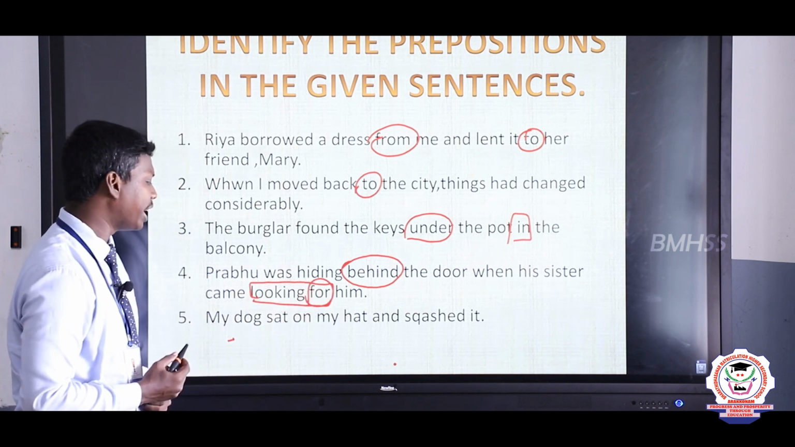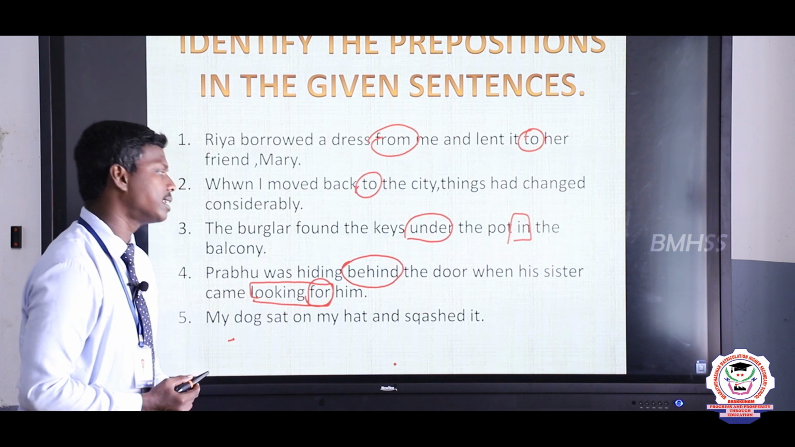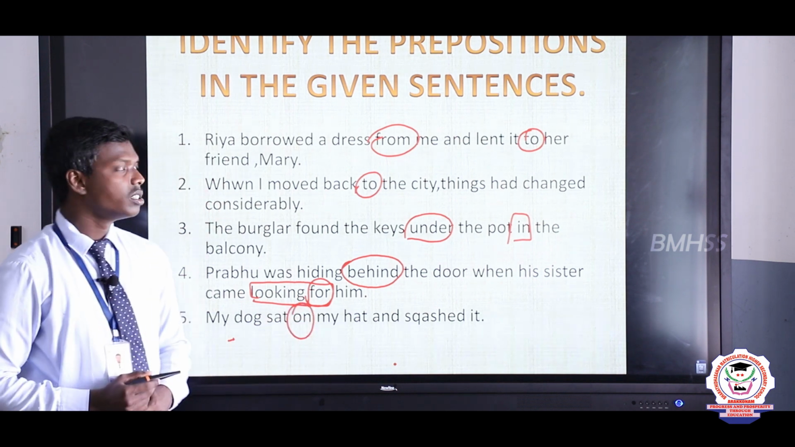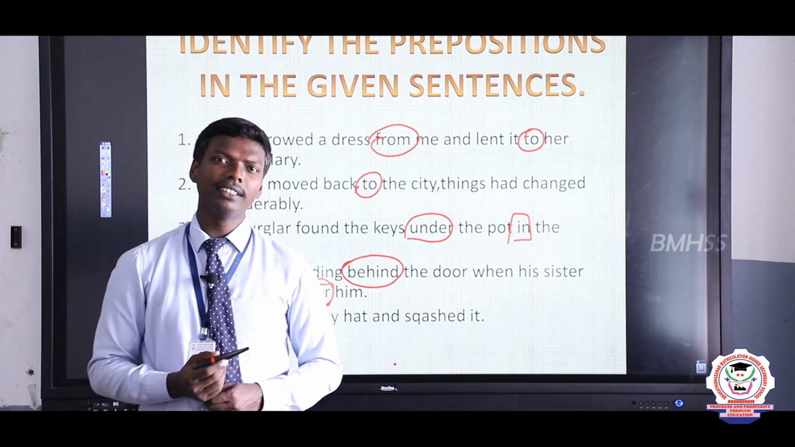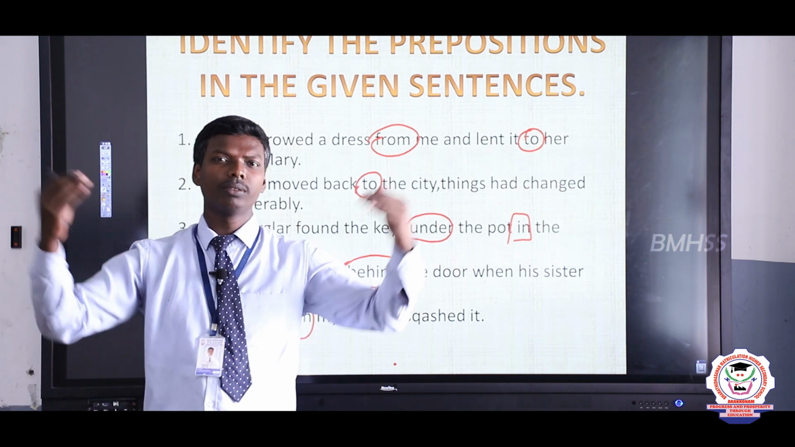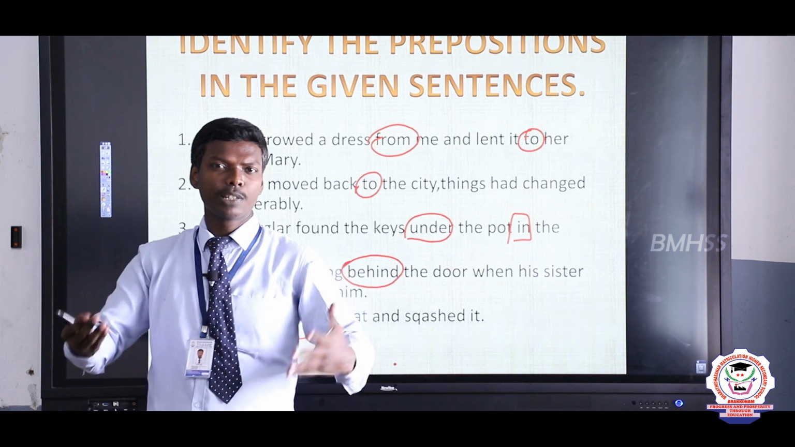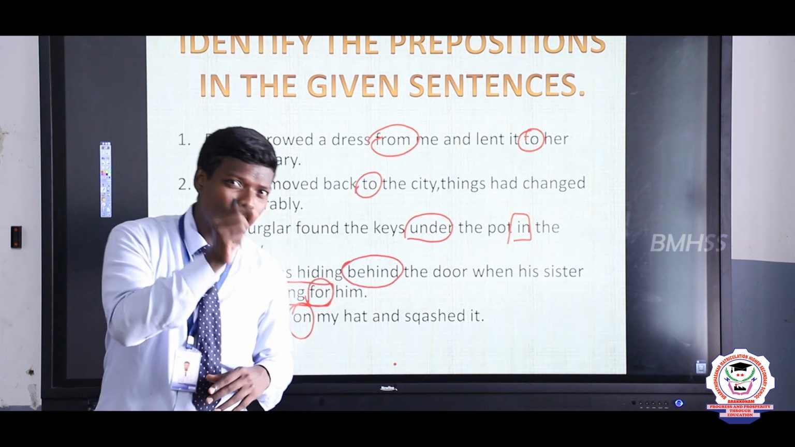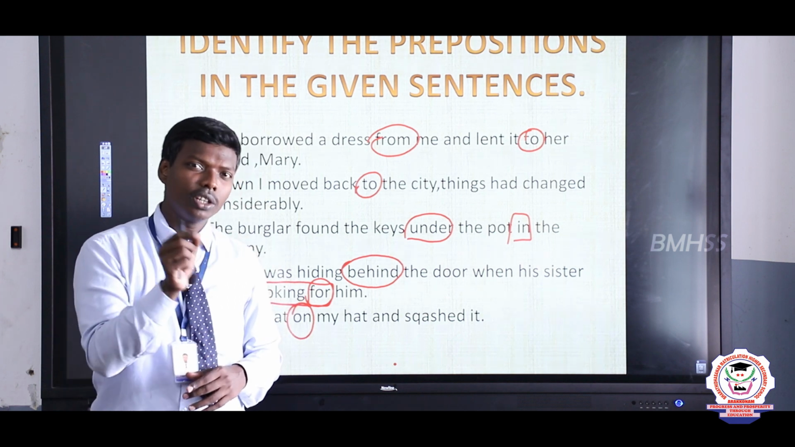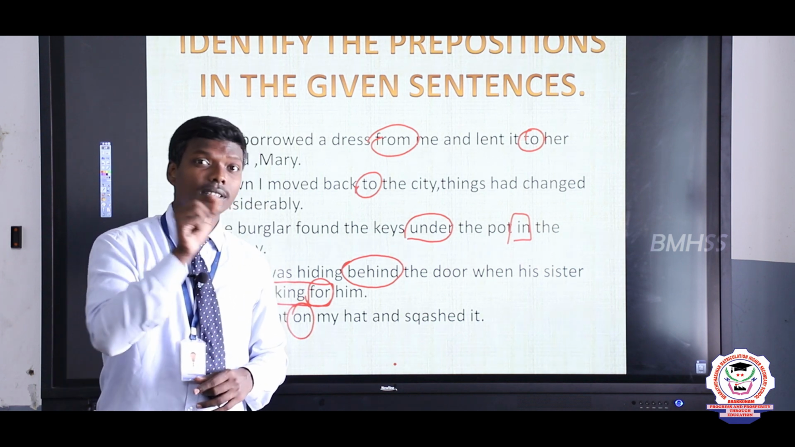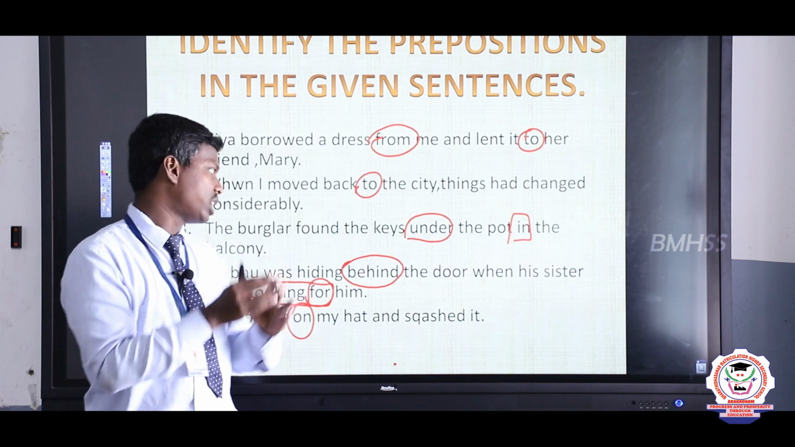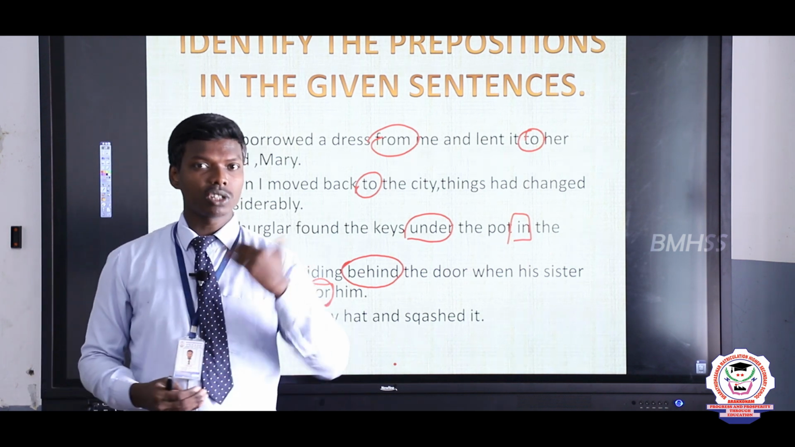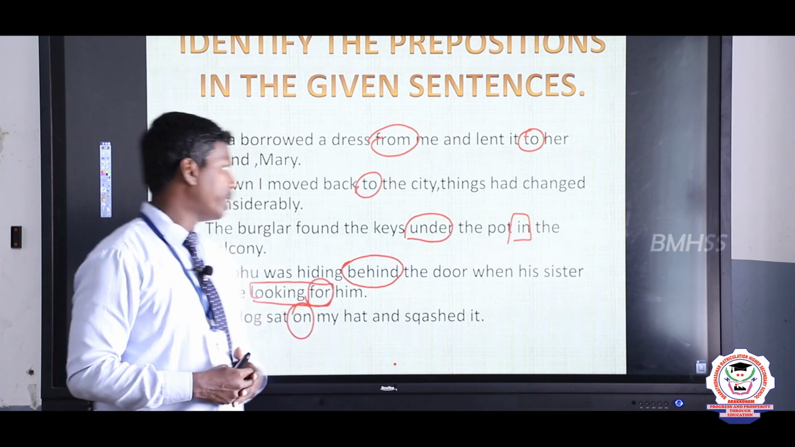And the fifth one is: my dog sat on my hat and squashed it. Here on is the preposition. Students, just like this, you can take any textbook, maybe a social or science book, or whatever book consists of these words. You just mark, jot down, or underline the words that refer to prepositions. Thus we have seen preposition of time, of place, and of movement.